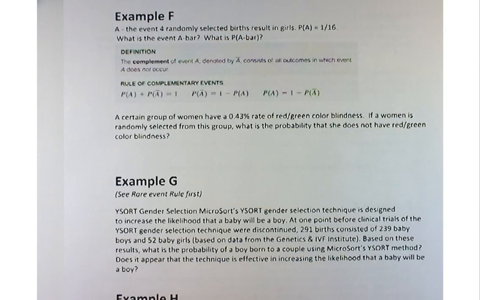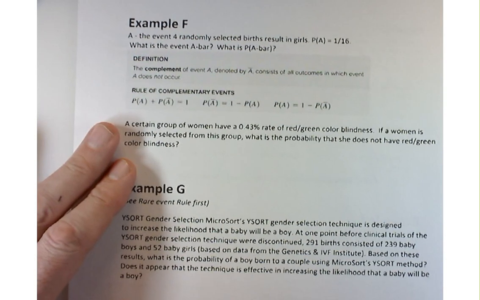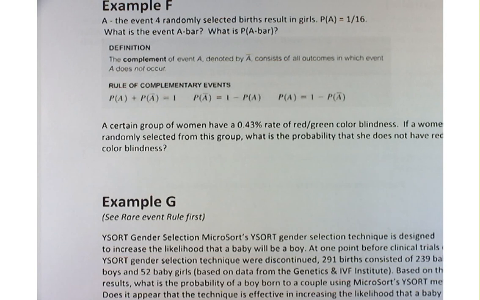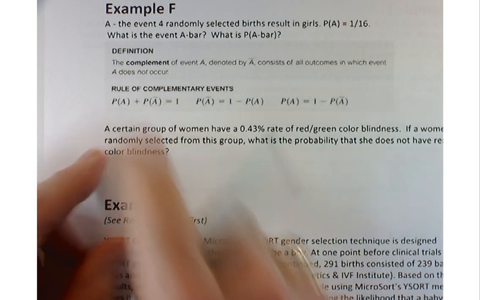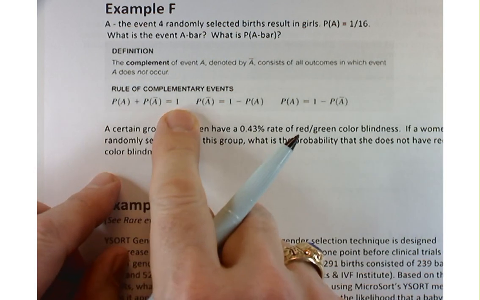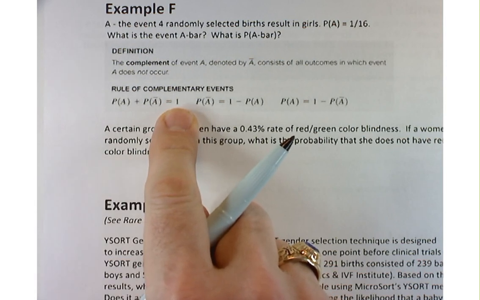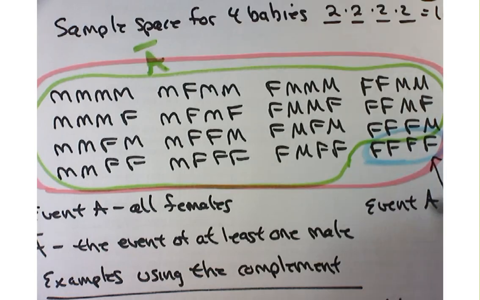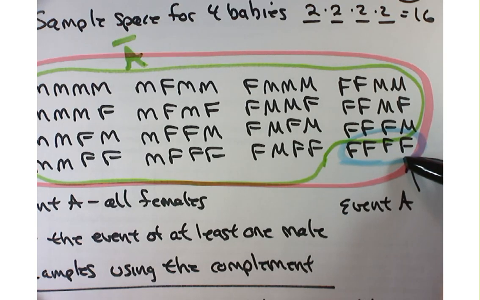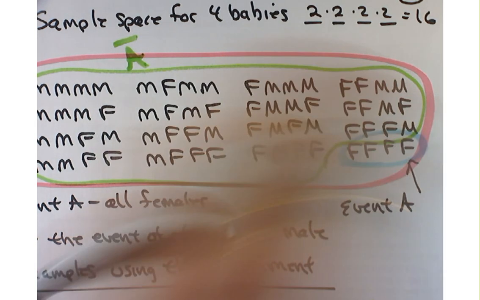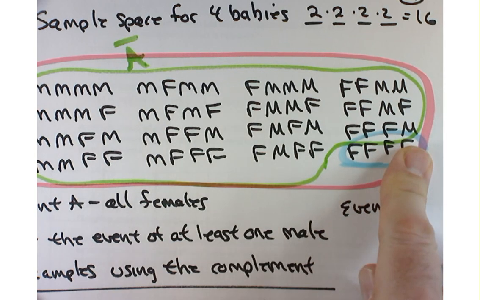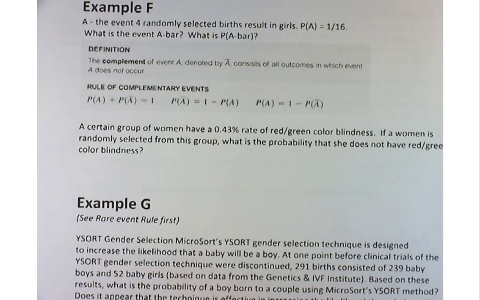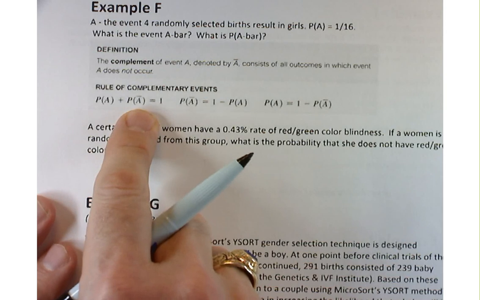Now, the cool thing about the complement is that you can actually use that to help you do some calculations. So for instance, here's the rule of complementary events. The probability of A plus the probability of A bar has to be 1. For this example, the probability of all females plus the probability of at least 1 male, well, that's everything. The probability that you're going to get one of these has to be 100%, because that's everything that can happen here. So the probability of A plus the probability of A bar is 1.